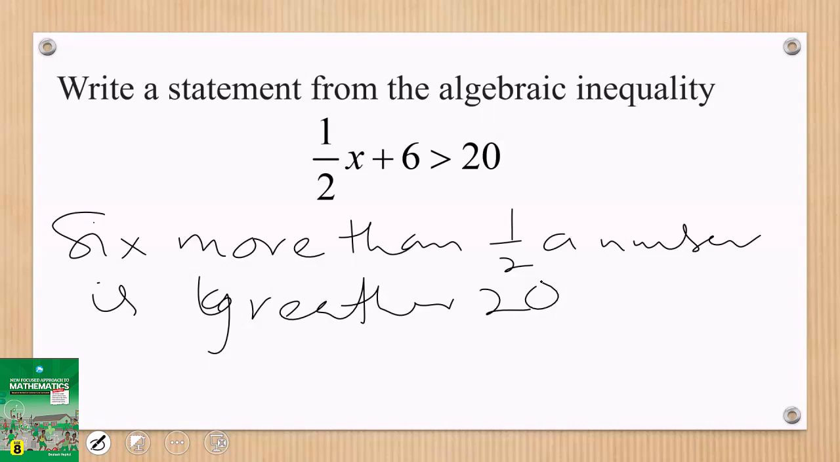I'm sure with these illustrations, you'll be able to handle questions in terms of translating a word problem into inequality and vice versa. In our next video, we'll see how we can solve inequality problems. Thanks so much for watching.